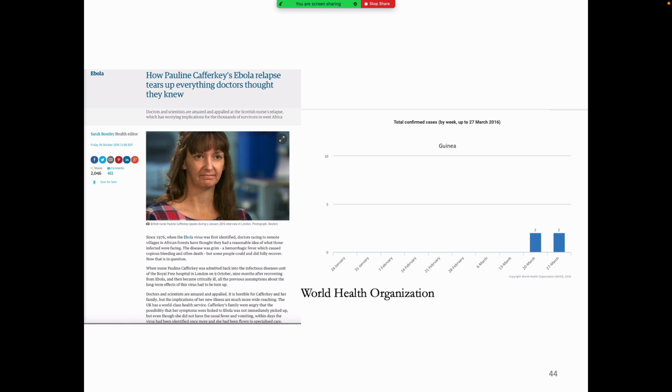This woman, Pauline Cafferkey, I feel so bad for Pauline Cafferkey. She was a nurse who went to West Africa to help Ebola patients. She got Ebola 3 times while she was there. The reason was that she got infected, she cleared the virus, but she still had the virus in her body in immune-privileged sites, and it kept coming back out. Her story is very sad. Just not a good time. I would not wish any of her story on anyone.